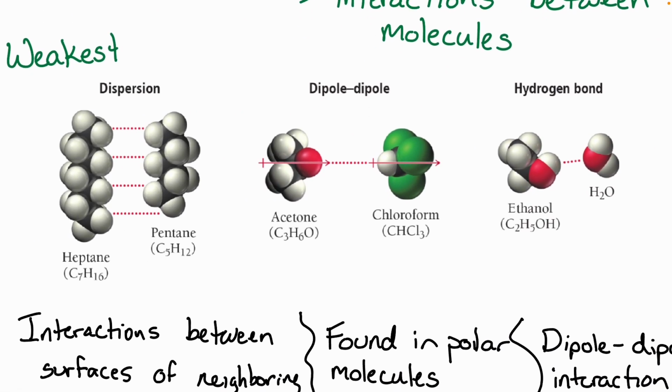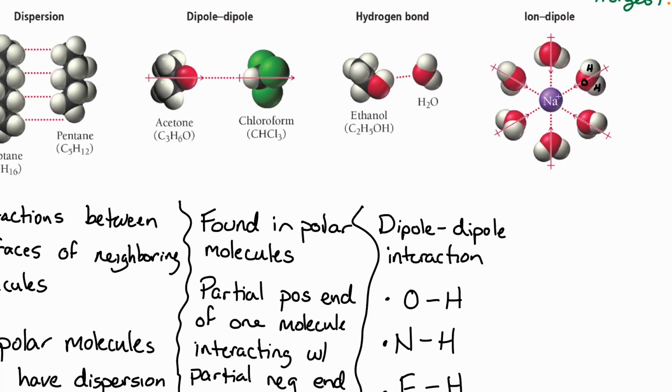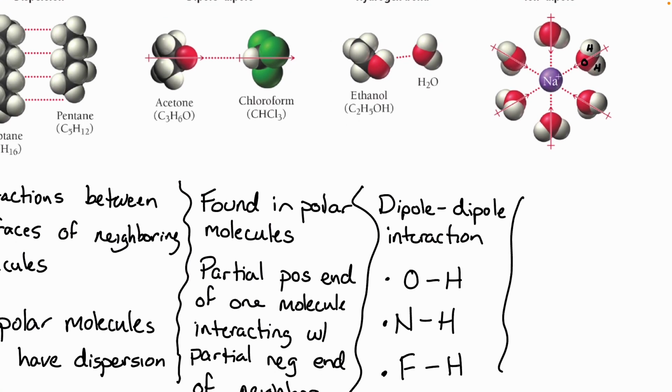And then again, if you're nonpolar, you don't have any unequal distribution of electrons. The only thing you have is the surface areas of your two molecules interacting. And again, that's the weakest type of intermolecular interaction that you can have. So for our ion-dipole, if we just want to make note here, this is a charged ion interacting with the dipole of neighboring molecules.